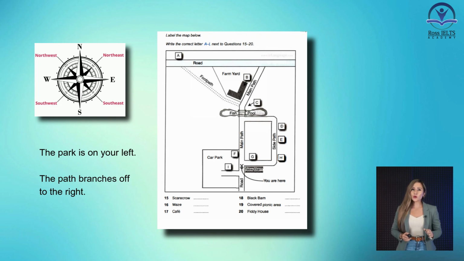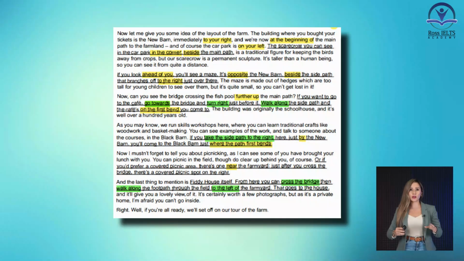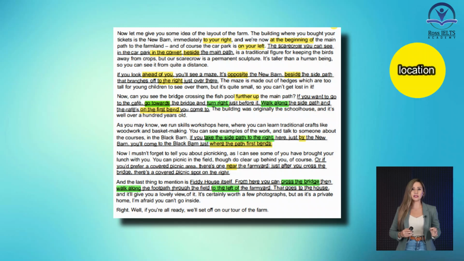Okay, once you realize where you are and if you have a compass or not, the third step begins, which is that you should know the definition of some direction phrases. Like, if you take a look at the transcript of what is said during this task, you can see that some phrases are highlighted in yellow and some other phrases are in green. You should know that they are the direction phrases. It means that they show you where you should go and where something is located. So you should make sure to understand them well. Otherwise, you will get the answer wrong.